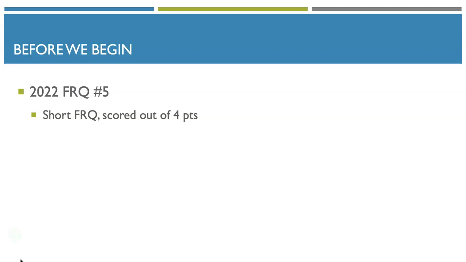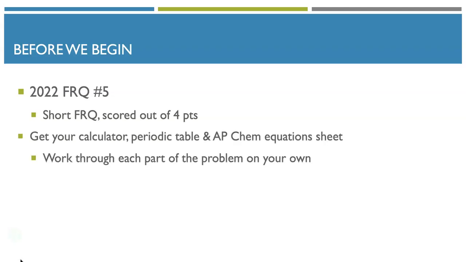And you may already know this, but a short free response question in the AP Chemistry exam is scored out of 4 points. And typically, these short free response questions have anywhere from 2 to 4 parts to them. I recommend that you go grab your calculator and have your periodic table and formula sheet ready to go if you don't already have them with you.